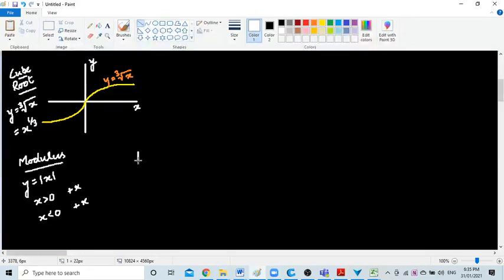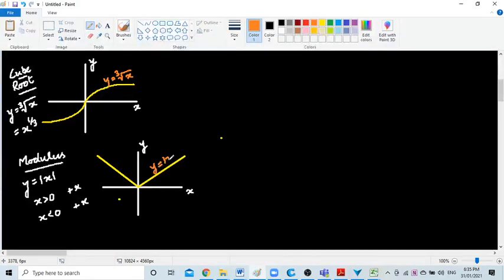Now moving on, over here how we can represent it, we can just simply put x and y, like this, and we can put y equals modulo of x. All right.